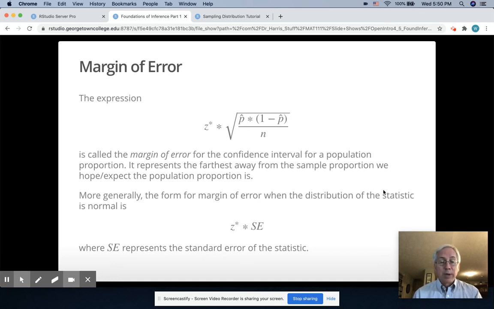We'll have different expressions for margin of error for different statistics, and it's all tied up in the formula for standard error. Here, this is z star times standard error, and we're going to have similar expressions for margin of error for other statistics.